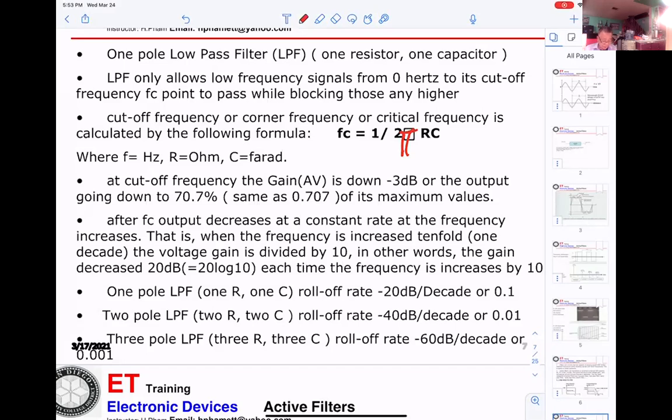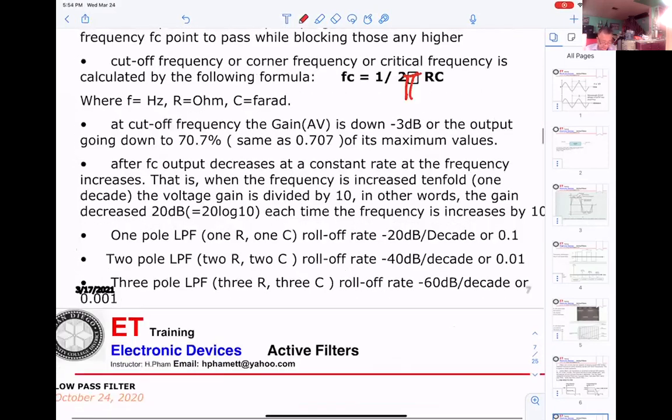And now they're telling you 1 pole, 1R, 1C, roll off rate is minus 20 dB per decade, or 0.1. 2 pole, 2R, 2C, roll off rate minus 40 dB per decade, or 0.01. 3 pole will be 3R, 3C, and roll off will be minus 60 dB per decade, or 0.001.